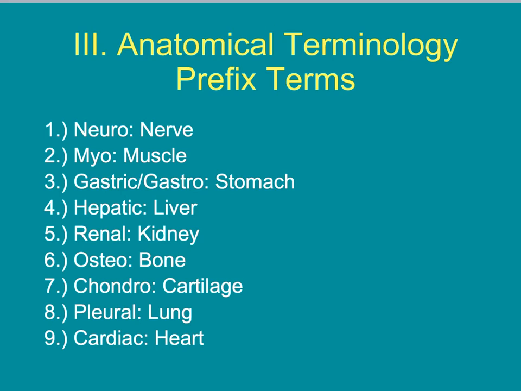Hepatic means liver. Renal means kidney. Osteo means bone. So osteoporosis is the disease where you have brittle bone disease. Chondro is cartilage, pleural is lung, and cardiac is heart.